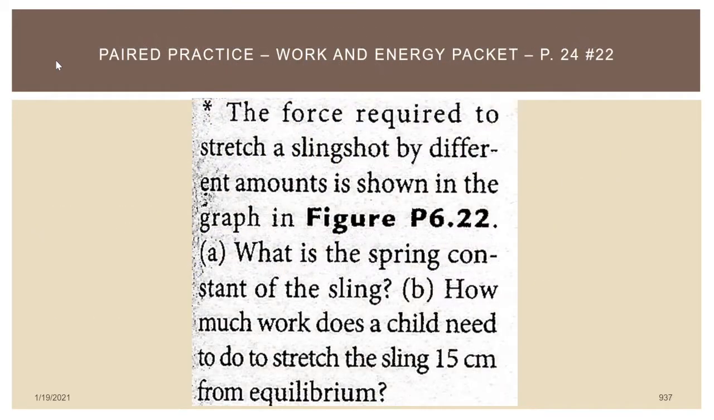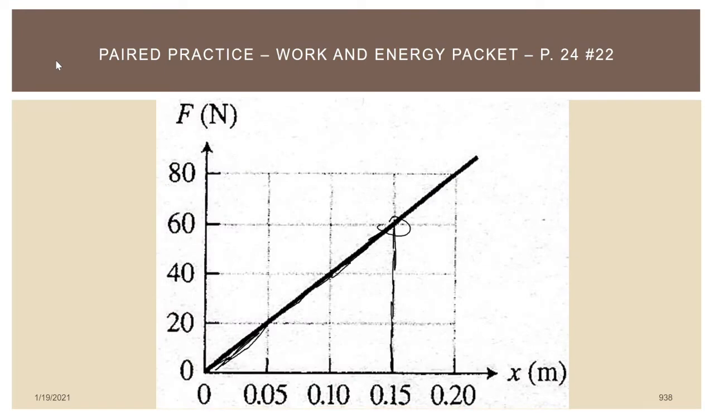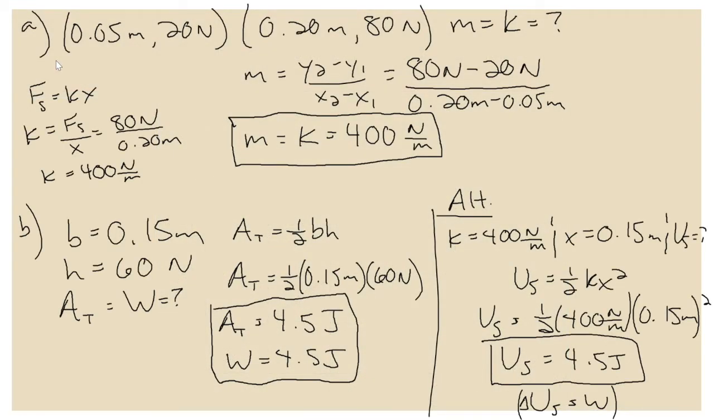Just as a general reminder, this was the situation. They said the force required to stretch the slingshot by different amounts is shown in this graph. Here's the graph. Then the question said to find the spring constant, which we did, which was 400 newtons per meter. You could do this either by finding the slope or by using the equation F equals kx. Either way, we get a spring constant of 400 newtons per meter. Then the second part asked us to find the amount of elastic potential energy, or the work done, when the slingshot was stretched to this distance of 15 centimeters.